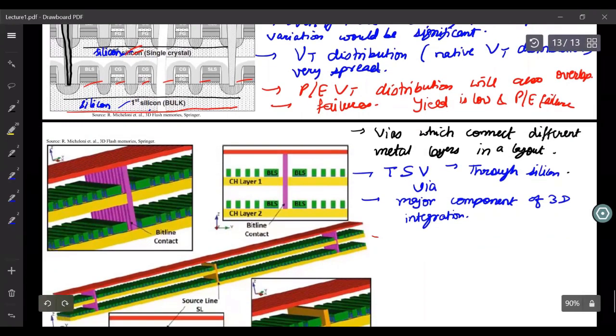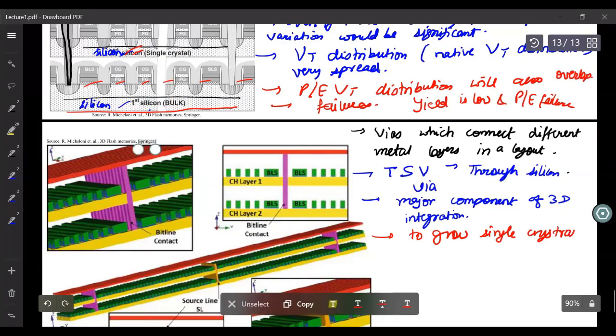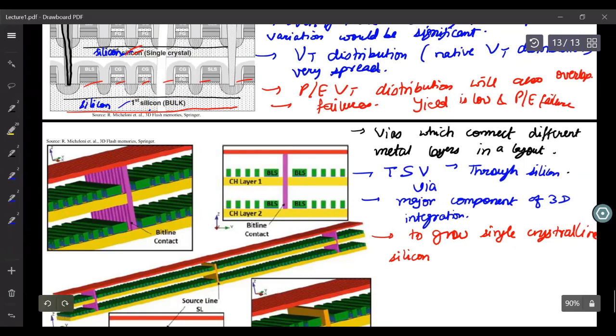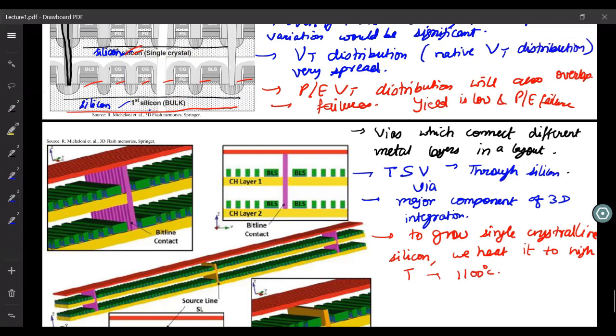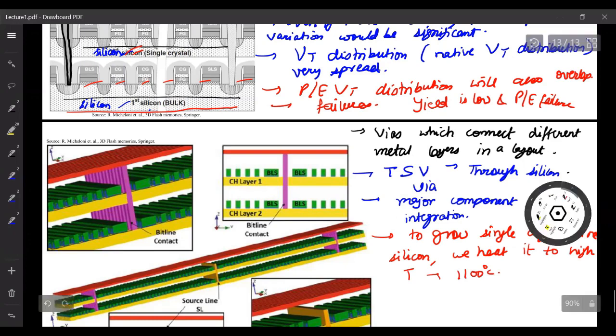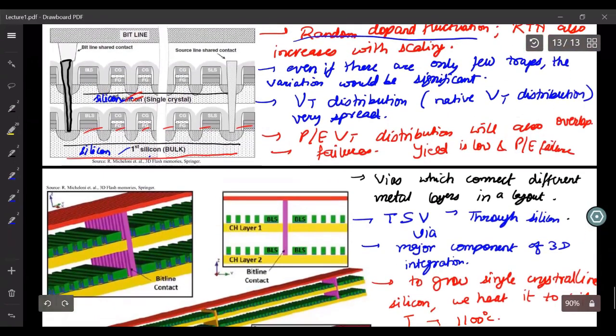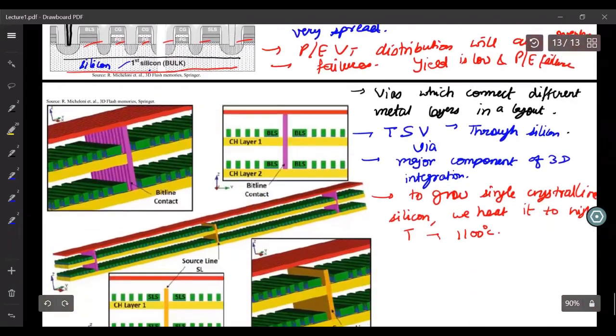So if you know to grow single crystalline silicon or monocrystalline silicon, we have to heat it at a very high temperature, greater than 1100 degrees Celsius. So if we heat it to that level, the underlying layer can be damaged, right? So one of the problems while stacking NAND flash cells, these floating gate NAND cells, in this kind of fashion is your thermal budget.